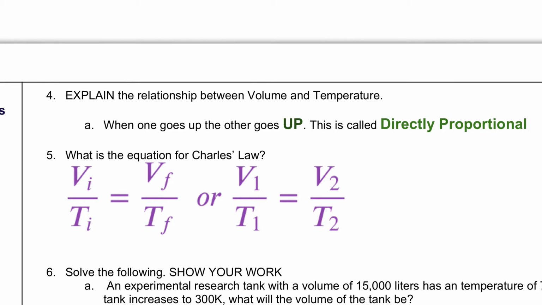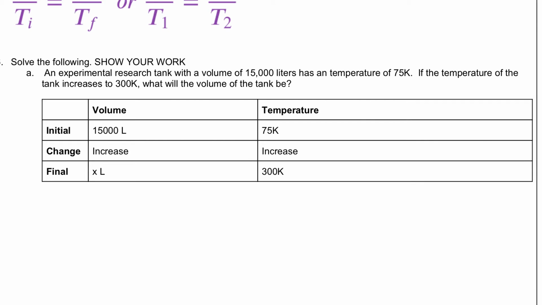And the equation for Charles' law is VI divided by TI equals VF over TF, or V1 over T1 equals V2 over T2. This question says, solve the following. An experimental research tank with a volume of 15,000 liters has a temperature of 75 K. The temperature of the tank increases to 300 K. What will the volume of the tank be?